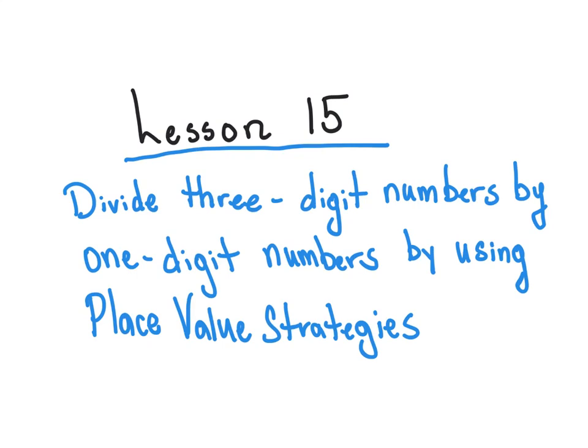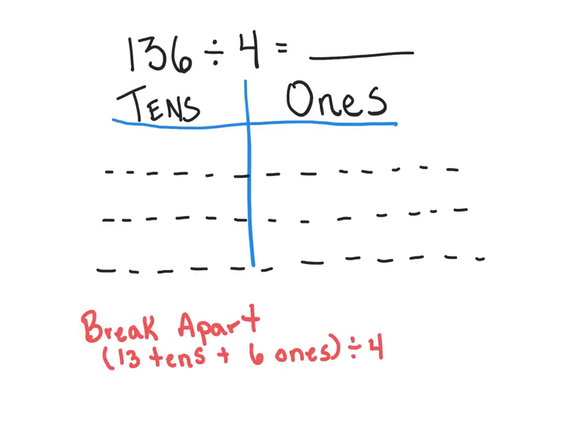Lesson 15. Divide 3-digit numbers by 1-digit numbers by using place value strategies. 136 divided by 4. All right, we are now getting into the hundreds. Just like we've been doing in the past, we want to look at the numbers in the hundreds and the tens and see where the number that we're dividing by can go into it evenly.